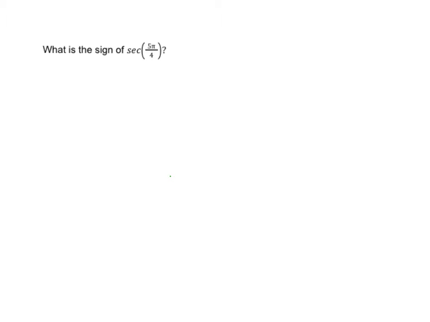Okay, so this one is where we're looking at the secant of 5 pi over 4. So all the trig function values have different signs in different quadrants. If you recall, all trig functions are positive in the first quadrant.